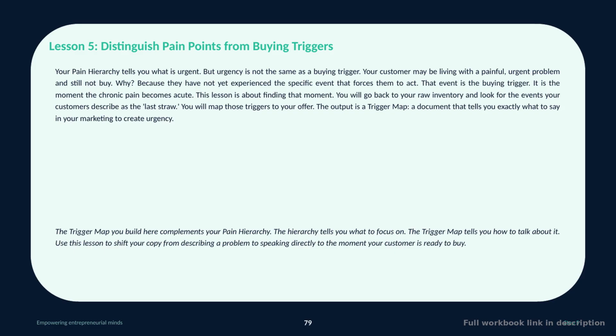You will go back to your raw inventory and look for the events your customers describe as the last straw. You will map those triggers to your offer. The output is a trigger map, a document that tells you exactly what to say in your marketing to create urgency. The trigger map you build here complements your pain hierarchy. The hierarchy tells you what to focus on. The trigger map tells you how to talk about it. Use this lesson to shift your copy from describing a problem to speaking directly to the moment your customer is ready to buy. The output for this lesson is your trigger map.